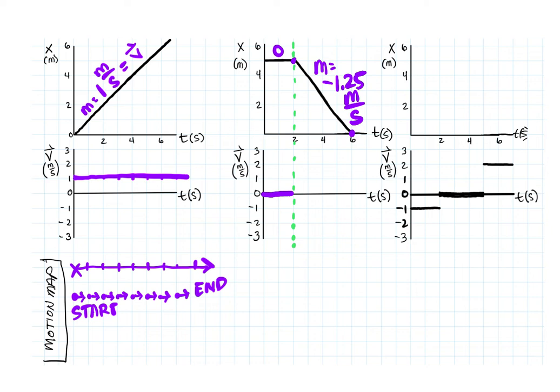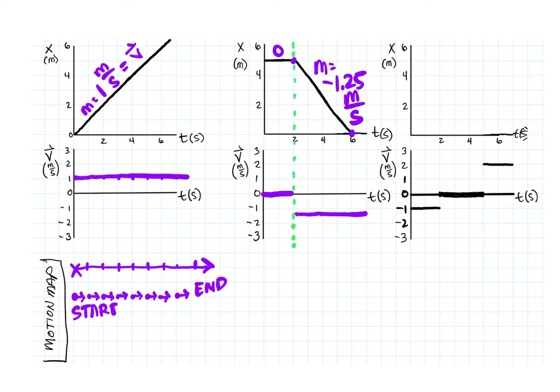Okay. You will discover that this is a slope of negative 1.25 meters per second. So you would come down here and a negative 1.25, that's where you're going to be. So that would be the graph.